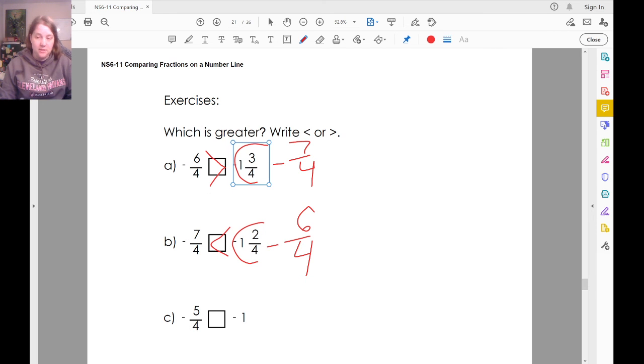It's the same question. Down here, -5/4 or -1. Now, I can see here that -1 is 1 whole and -5/4 is an improper fraction, which means it has to be more than 1. So would I rather lose 1 or more than 1? I'd rather lose just 1 as opposed to more than 1.